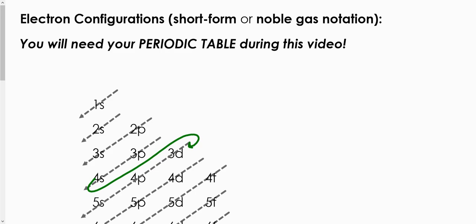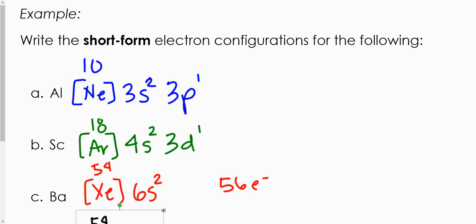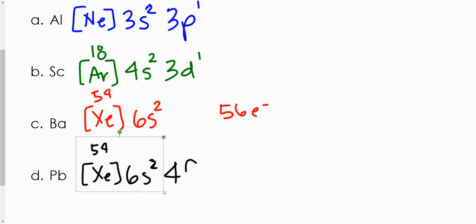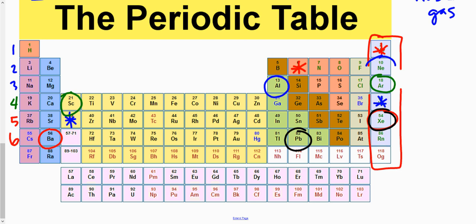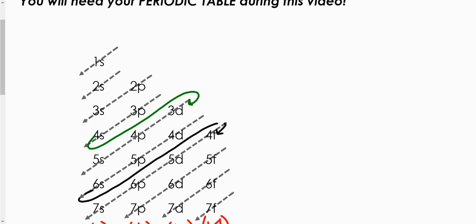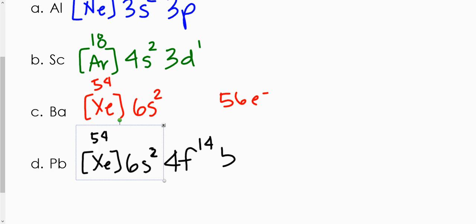But after 6s, we're going to go to 4f. And 4f, remember, f can hold 14. So I'm going to write 4f14. Okay, so I'm not there yet because I need to get all the way to 82. So 54 plus 2 is 56. Plus 14 is going to be 70, but I've got to get all the way to 82. So after 4f comes 5d. So 5d, d can hold 10. So 5d10. So now I'm at 80.